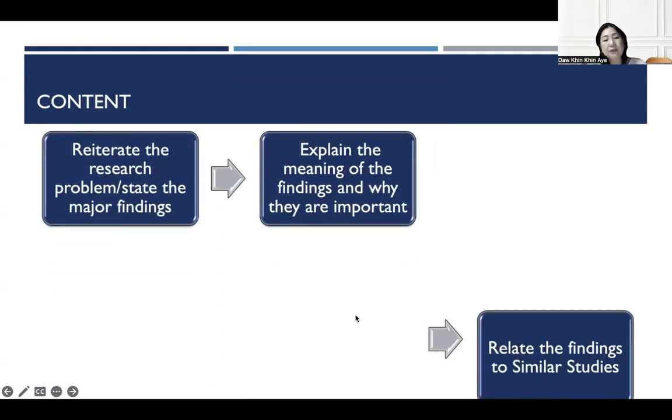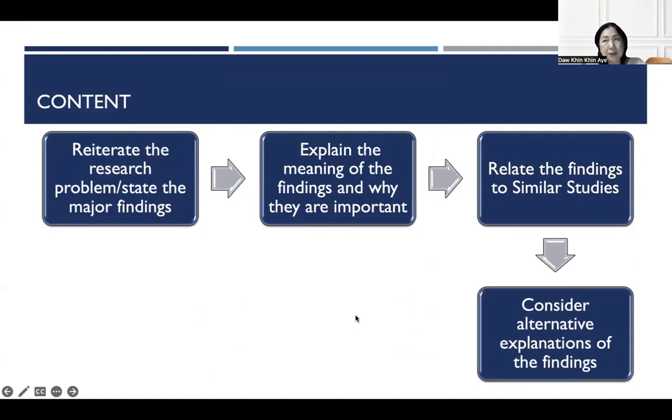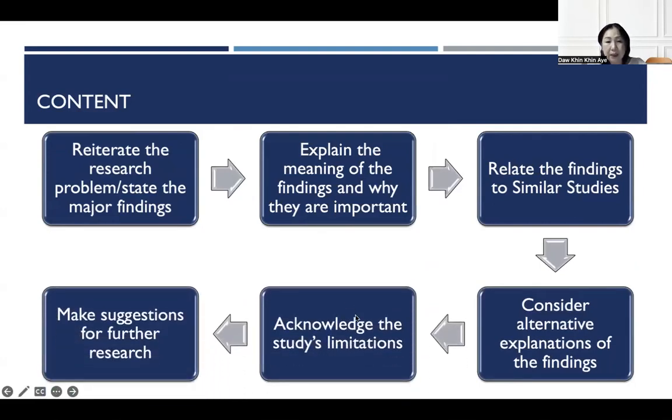Okay, now the next slide, please. In terms of content, let me just repeat that, whatever chapter you write must relate to your research problem or research question. That's why you reiterate the research problem or state the major finding. Explain the meaning of the finding and why it is important, and relate the finding to similar studies, that means previous research. You can also consider alternative explanations of the findings. And here, you must acknowledge the study limitations.